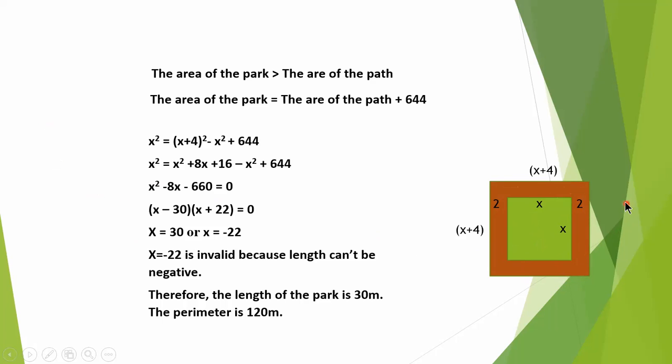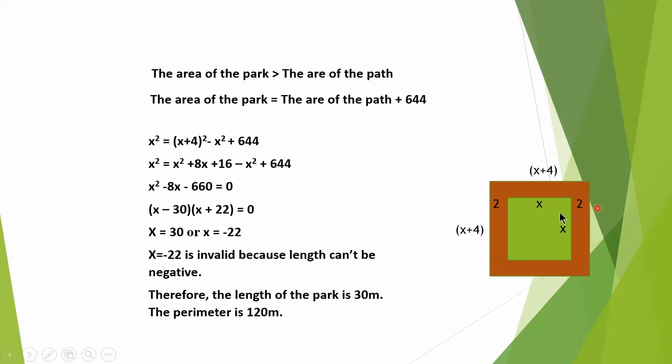So what is the area of the bigger square? Same, it is also a square. What is the length? x plus 4. How? Here to here x, here 2, here 2, 2 plus 2, 4. So the length is x plus 4. (x plus 4) times (x plus 4) is the area of the bigger square.